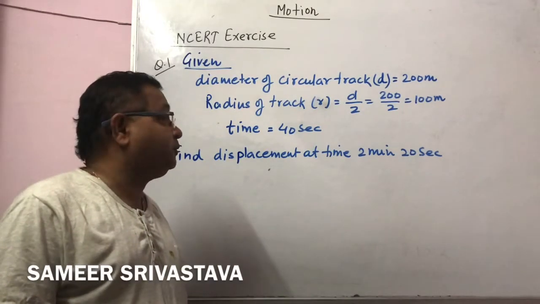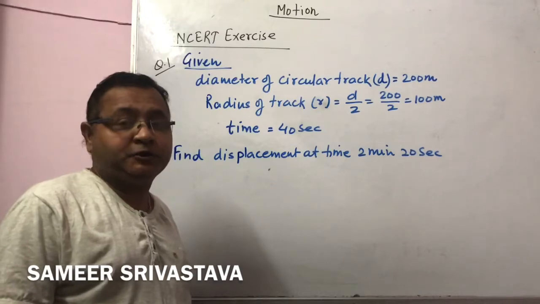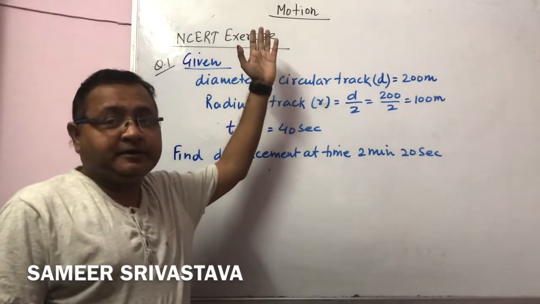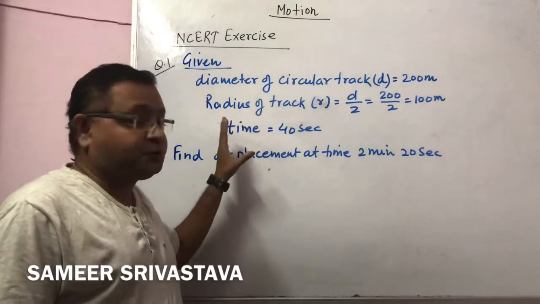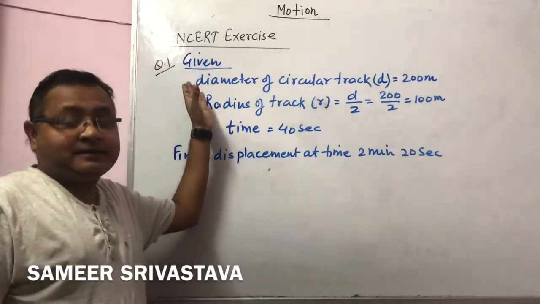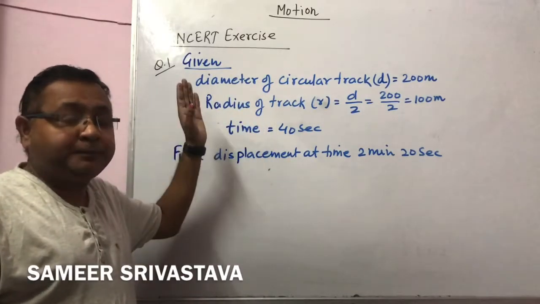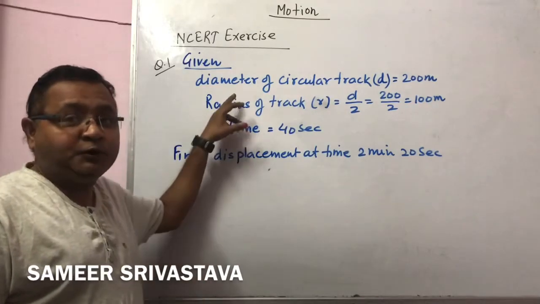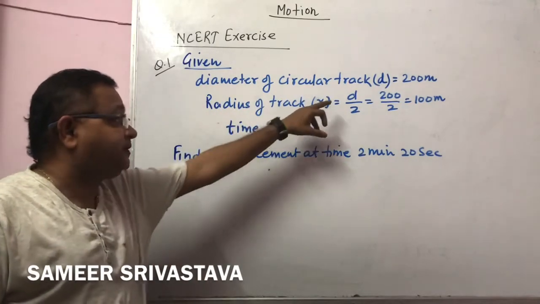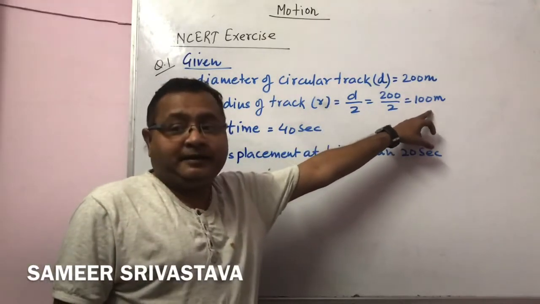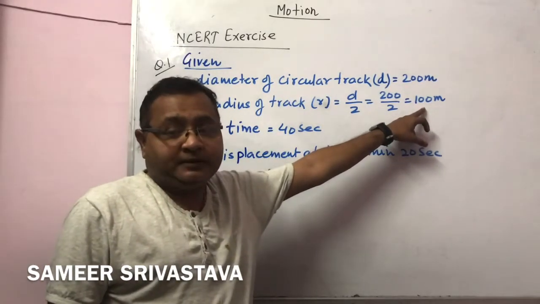Today I am going to explain the solution of NCERT questions based on Chapter 8, that is Motion. In the first question, the given data: an athlete moves in a circular path whose diameter is given as 200 meter, and we all know that the radius is always 1 by 2 of the diameter. So the radius of that circular path will be 100 meter.